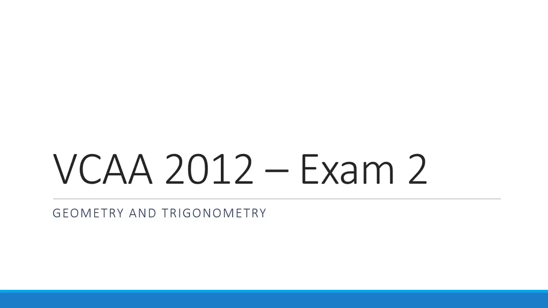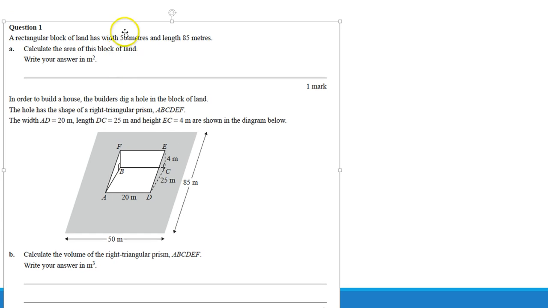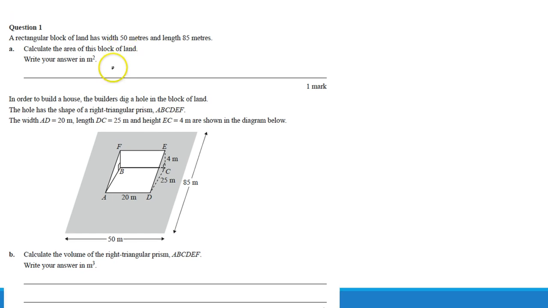VCAA 2012 Exam 2 Geometry Trigonometry. A rectangular block of land is 50 metres in length and 85 metres. Calculate the area of the block. Okay, so the area of a rectangle: 50 times 85 equals 4,250.